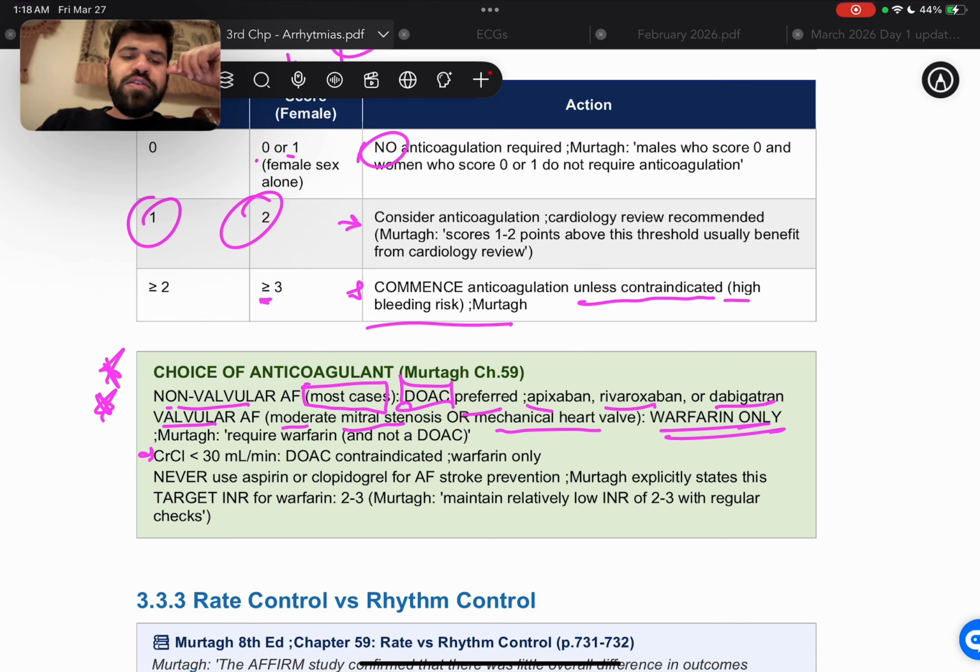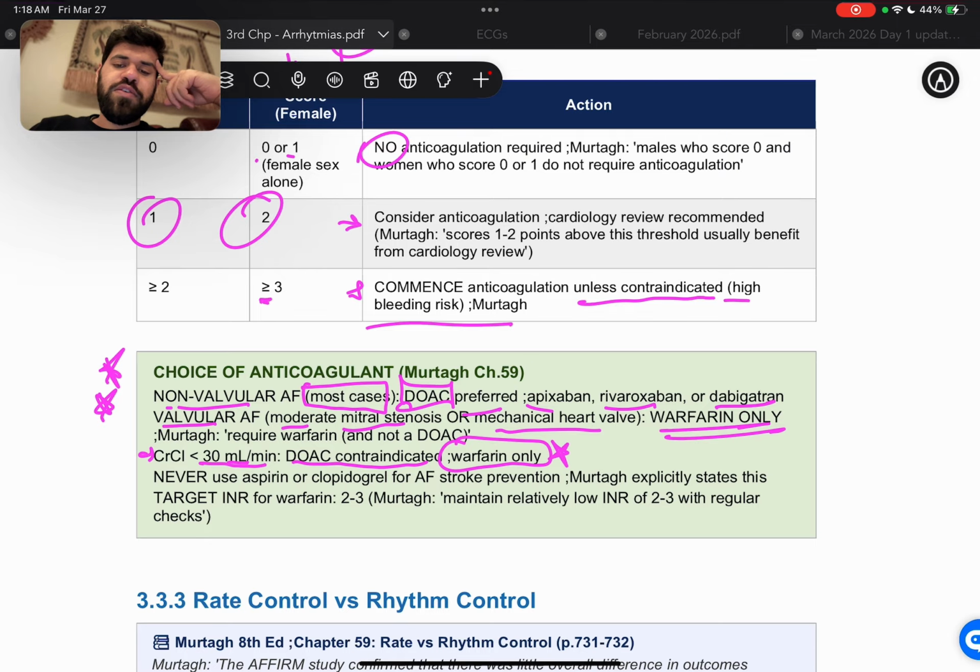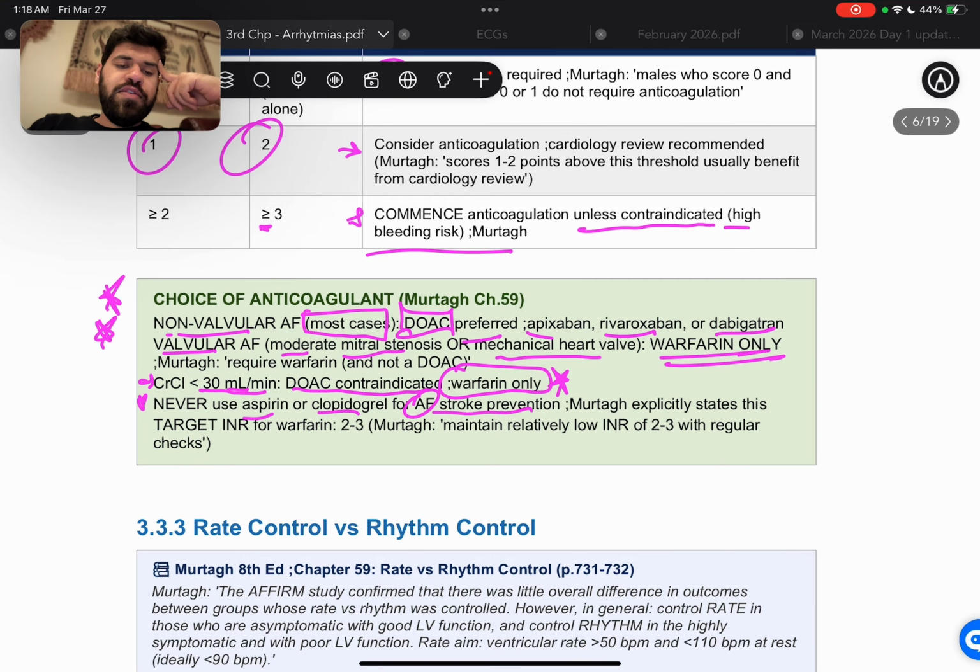All right. Now, if the creatinine clearance rate is less than 30 ml per minute, DOACs are contraindicated, so we use warfarin only. So we have this another factor in play. And we never use aspirin or clopidogrel for AF stroke prevention. All right. And the target INR for warfarin is 2 to 3.